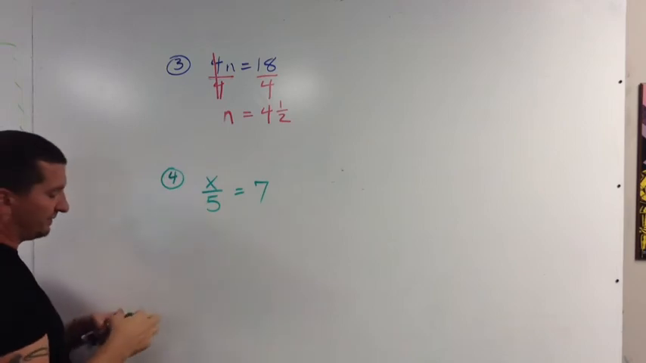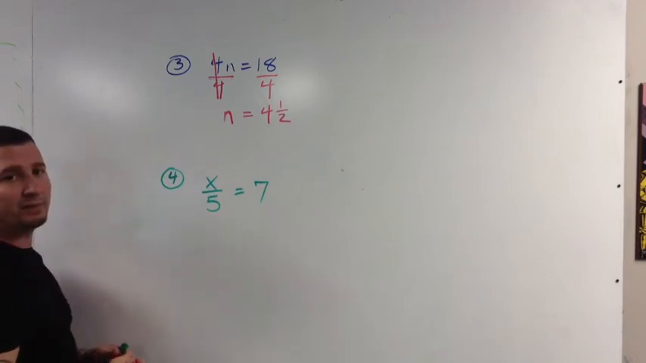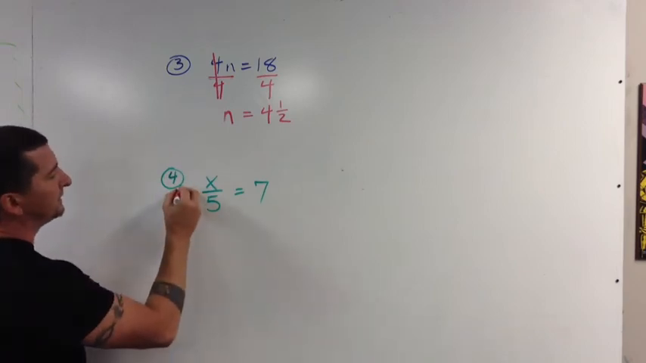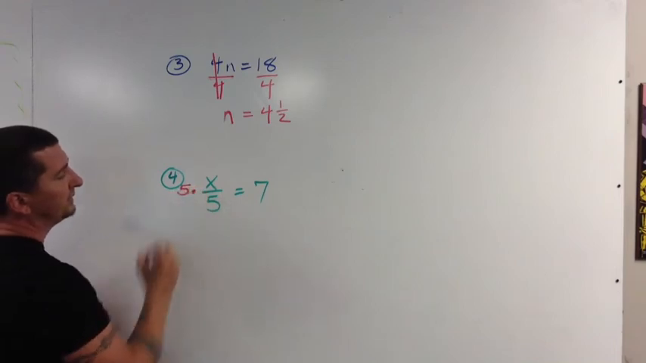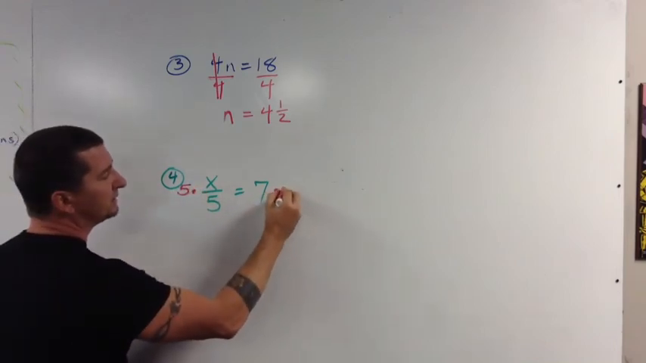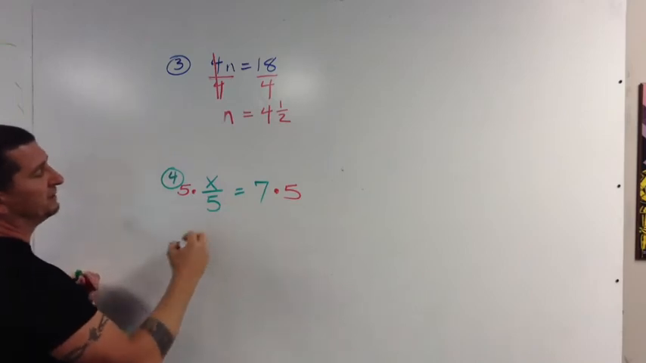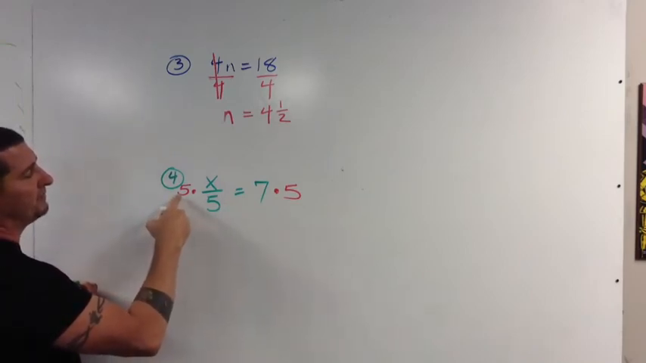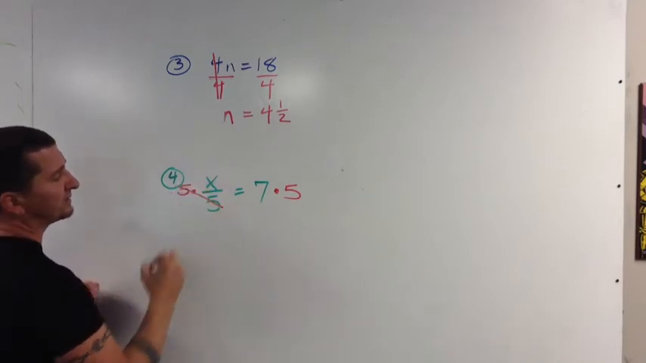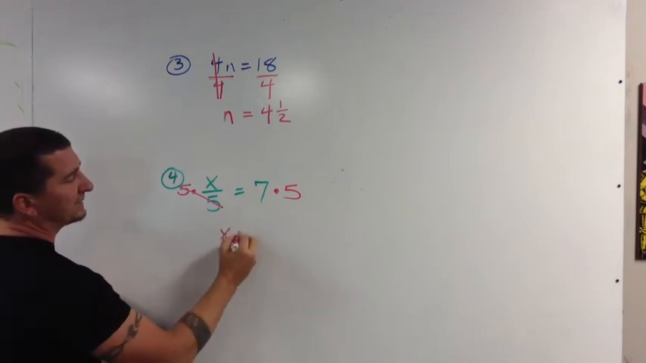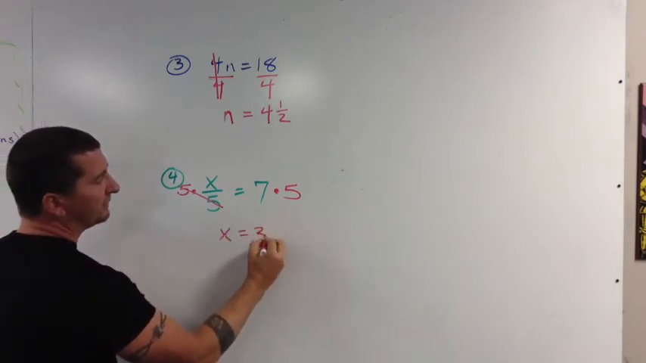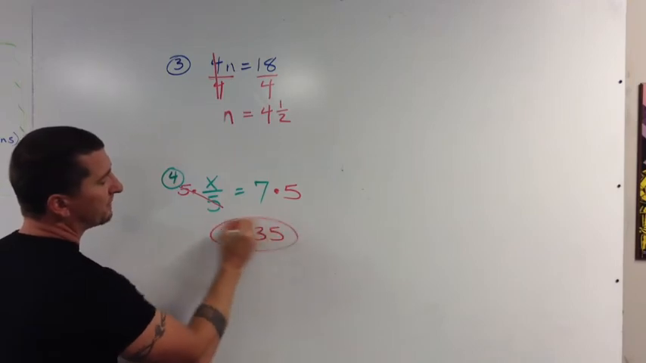X divided by 5. The inverse operation of dividing by 5 is multiplying by 5. So if we multiply both sides by this denominator, we get 5 times x divided by 5. These cancel out. So we're left with x equals 7 times 5, which is 35.